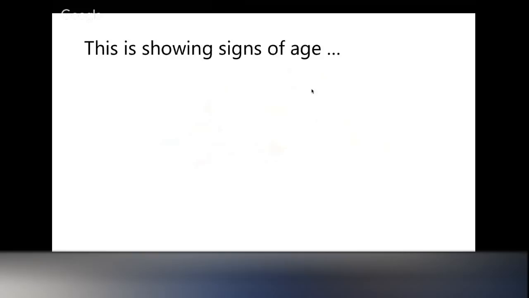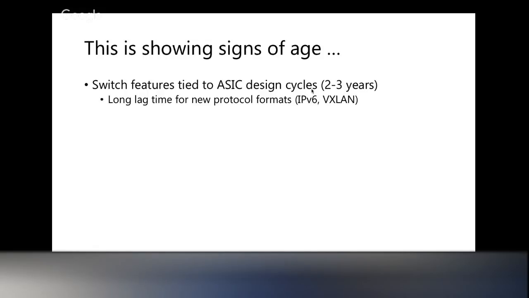Now, over time, this view has started showing signs of age. Perhaps the simplest symptom of a problem is that switch features are tied to fairly long design cycles in hardware. The fastest switches today are built out of dedicated silicon, which means even if you want to introduce what in my view is a fairly benign change, like a new protocol format, you need to wait 2 to 3 years to see that in the next generation of the switch.